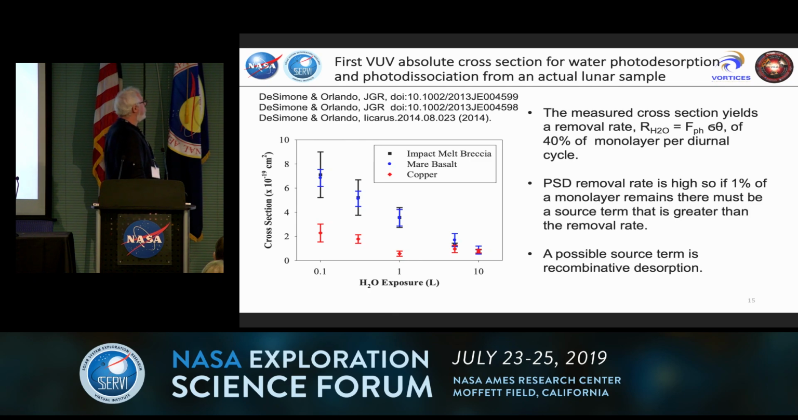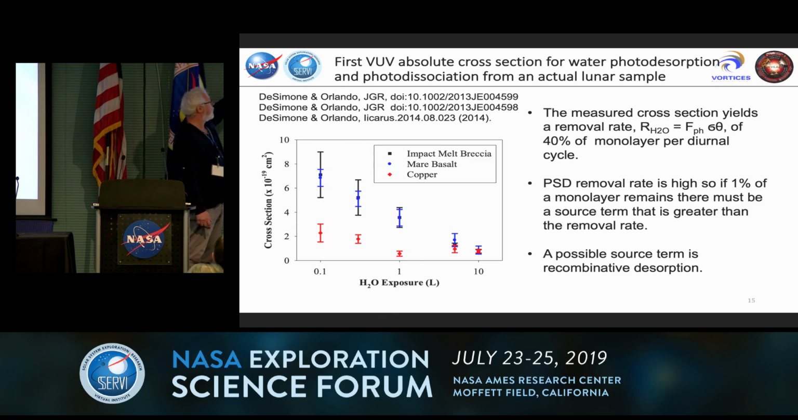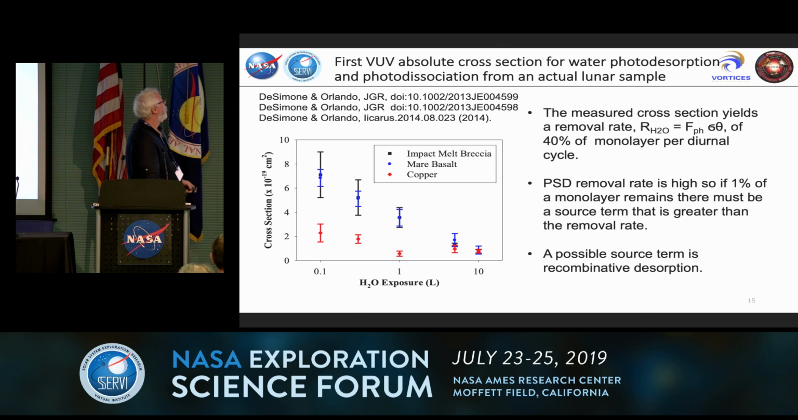So here's the standard absolute cross-section. It's big. It's 10 to the minus 18 square centimeters. And it's large at low coverage. So if I go to a low coverage, I have a very high removal rate of water from the VUV photon. That's interesting, because if we go back and use the known fluxes of photons and this cross-section, we get a removal rate of water which is 40% of a monolayer per diurnal cycle.